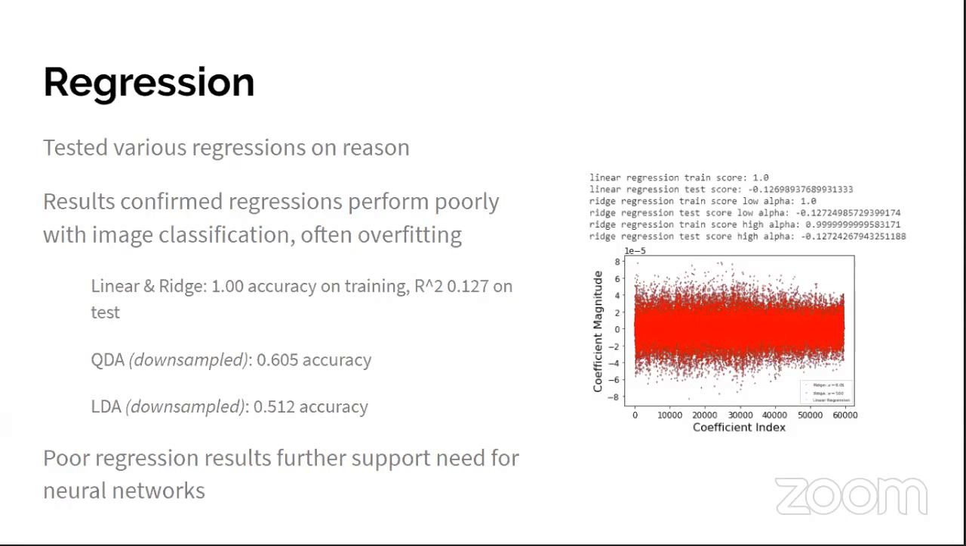And then we also did a QDA and LDA, and for those we used a little bit downsampled data because the runtime failed. But again, the accuracy wasn't too great either on those. So overall, we kind of expected that this would probably happen, and it just gave us more support as to why we were going to use neural networks going forward in our project. So I'll hand it off to Taylor. She's going to talk about artificial neural networks.